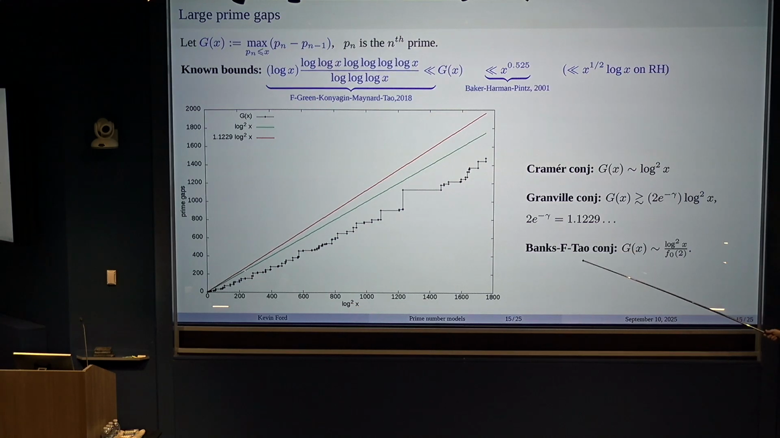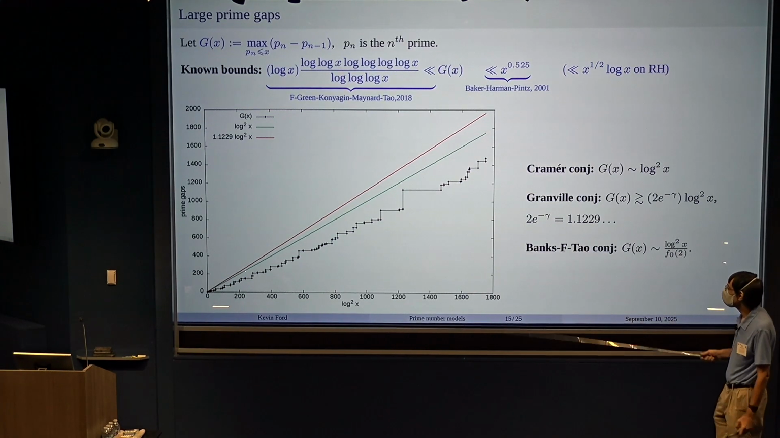There are a couple of newer conjectures where the order of magnitude is the same, but the constant is different. Granville, I'm going to talk about his model soon, conjectured that the constant should be at least this 2e to the minus gamma. In work with Bill Banks and Terry Tao, we think that we now have a conjecture that it's asymptotic to log squared x over little f of 0 of 2. So the value of that is rather important.